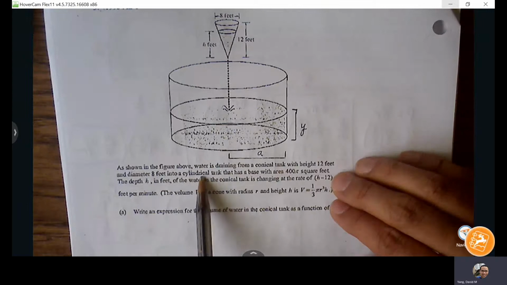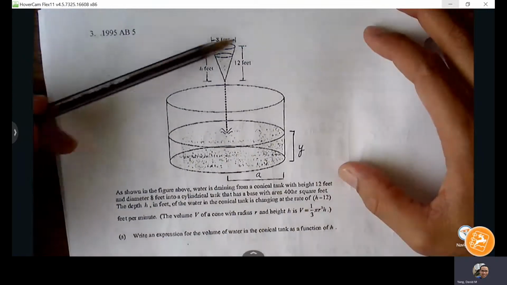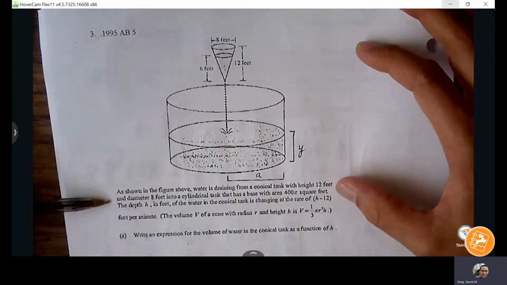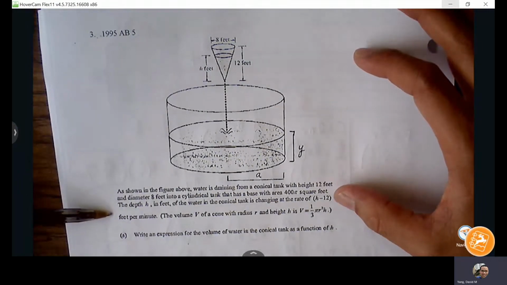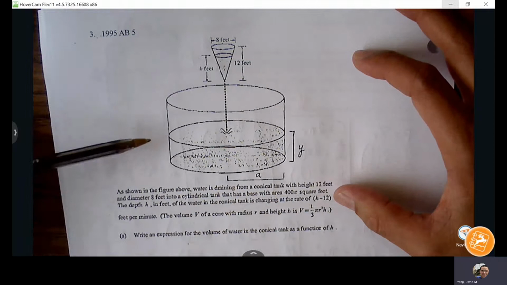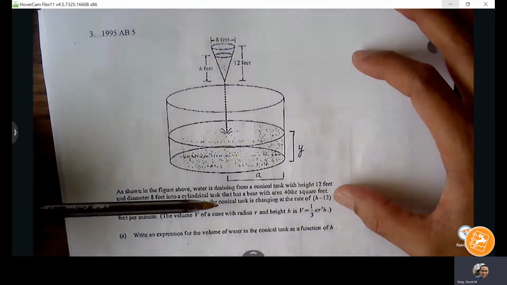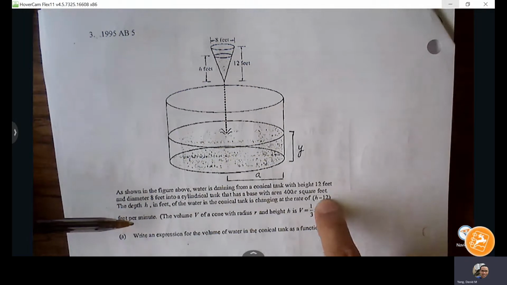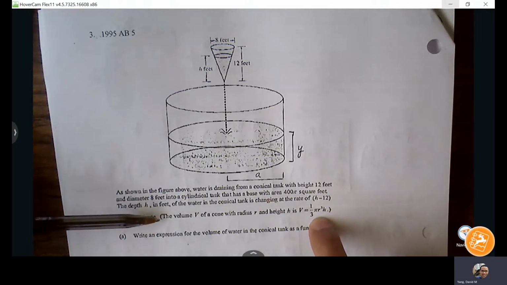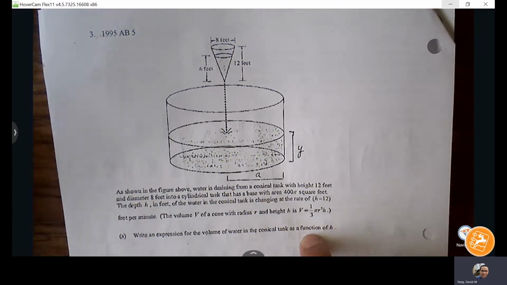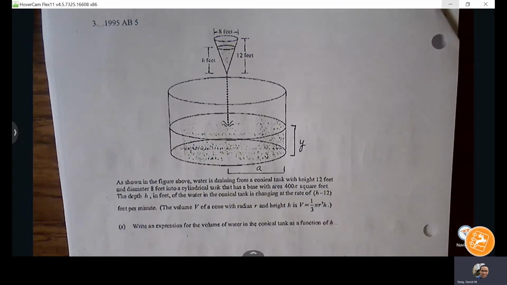As shown in the figure above, water is draining from a conical tank with a height of 12 feet and a diameter of 8 feet into a cylindrical tank that has a base with an area of 400 pi square feet. The depth h in feet of water is changing at a rate of h minus 12. Volume of a cone with a radius r with height h is 1/3 pi r squared h. Part A just says write an expression for the volume of water as a function of h.